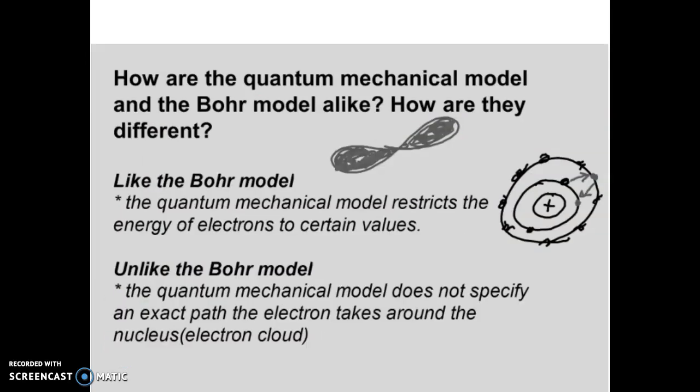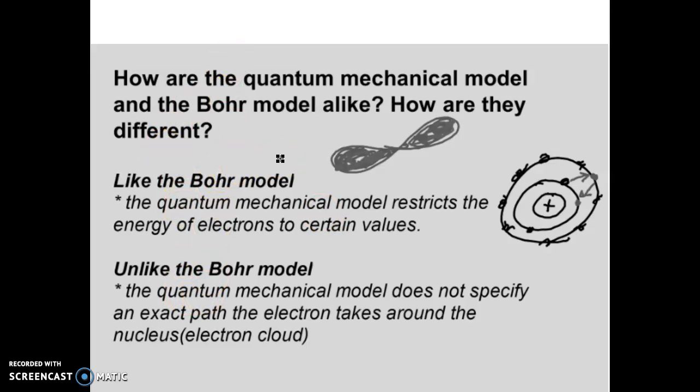So this brings us to how the quantum mechanical model and the Bohr model are alike, and how they are different. The Bohr model, remember, is what you've been doing since middle school. There is a nucleus with protons and neutrons in it. And then orbiting around the outside, like planets around the sun, are the electrons. The first energy level holds 2, the second energy level holds 8, and so on and so forth.